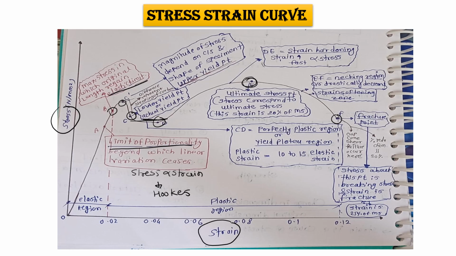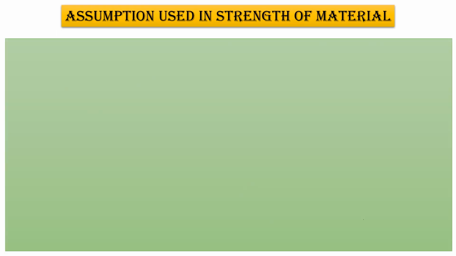Then next, assumptions used in strength of material. First is the material is homogeneous and isotropic. So what is homogeneous and isotropic? Homogeneous is nothing but the same property at each and every point in a particular direction.